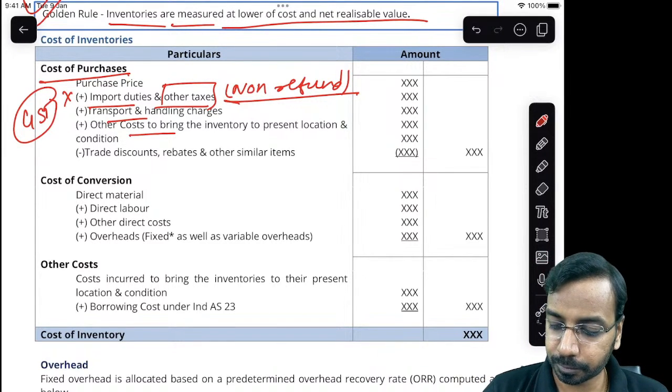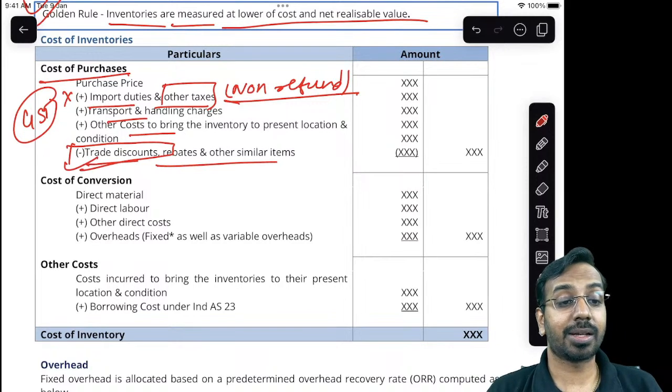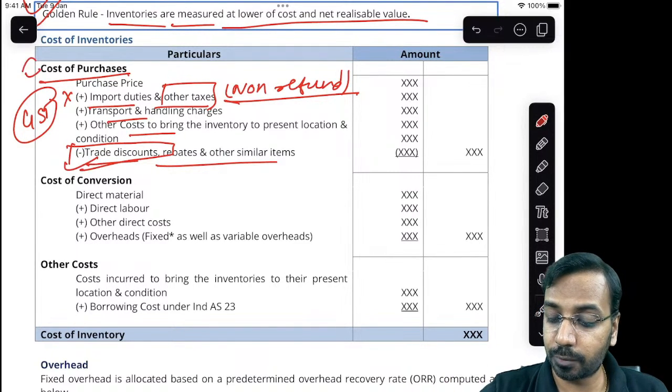Then any discounts or any other rebates you receive, you will remove. Only trade discount, cash discount is not removed. So this is the cost of purchase.